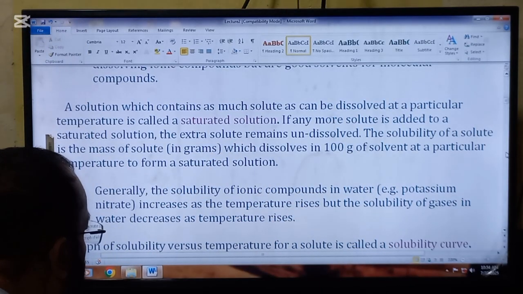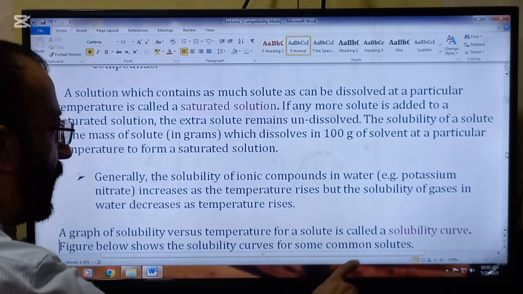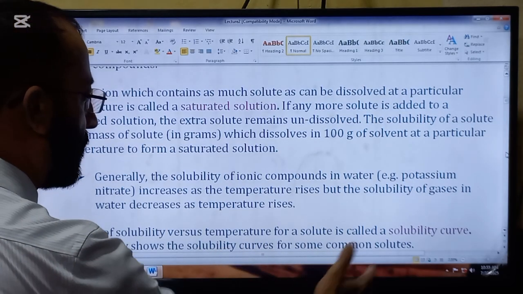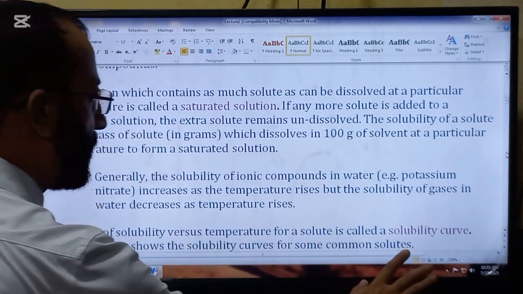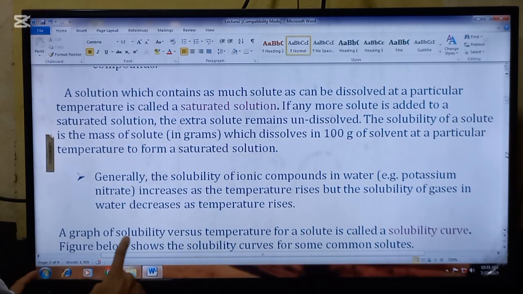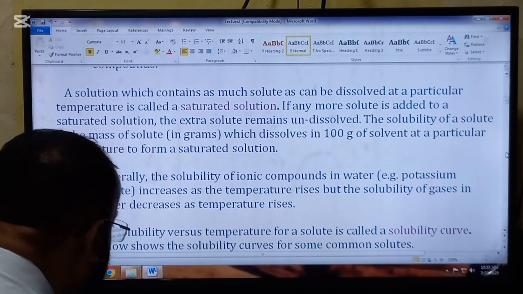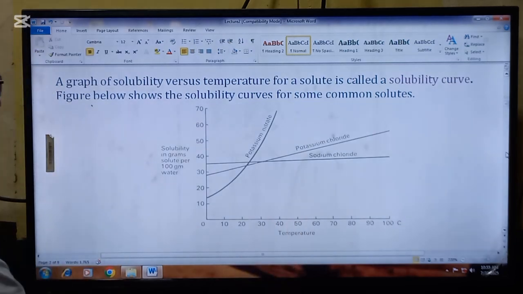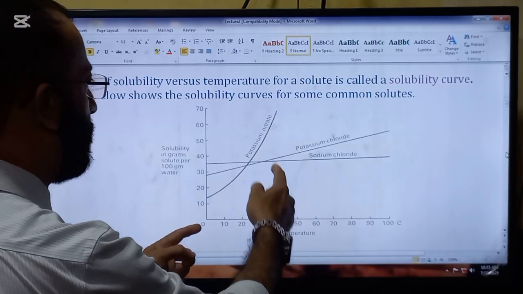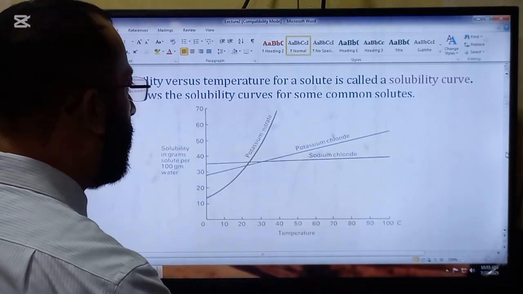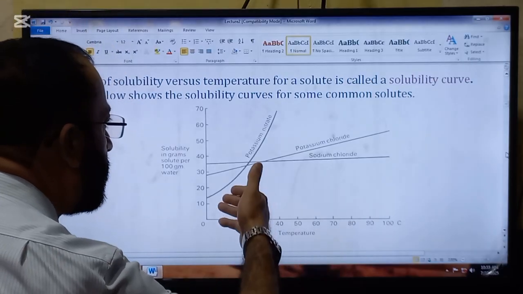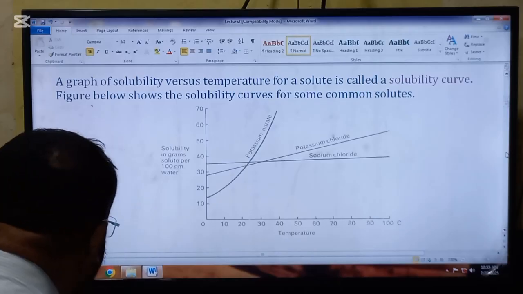A graph of solubility versus temperature for a solute is called the solubility curve, and the figure below shows the solubility curve for some common solutes. So this is another important question as far as paper number 1 is concerned. The solubility curve is the graph of solubility versus temperature. And here are some of the solubility curves of different substances, for example potassium nitrate, potassium chloride, and sodium chloride. You can see as the temperature rises, the solubility of these compounds also increases.